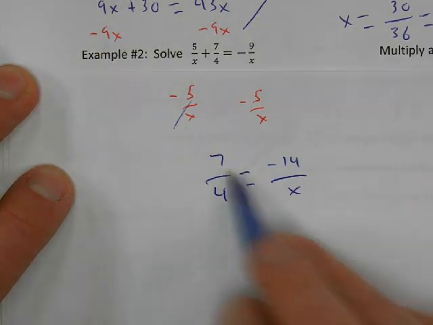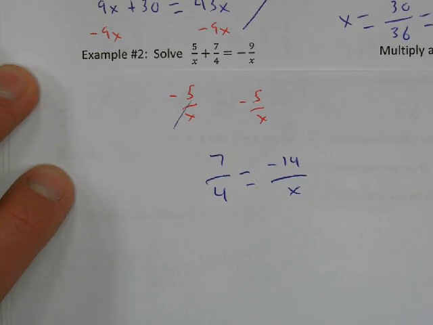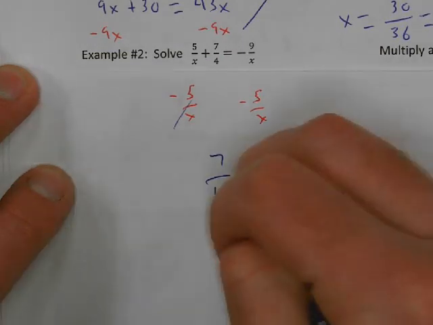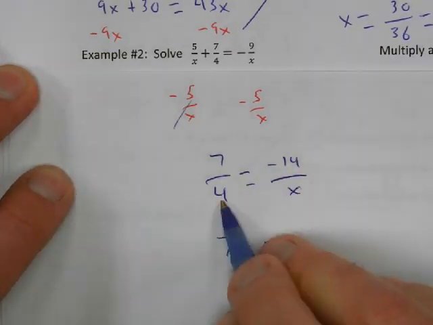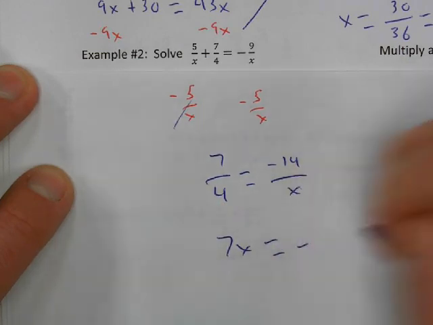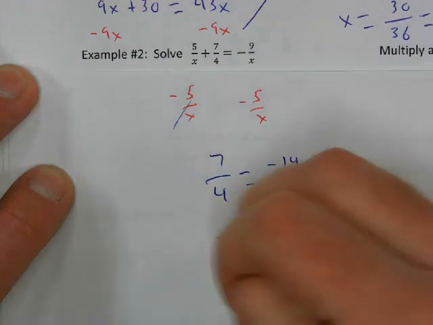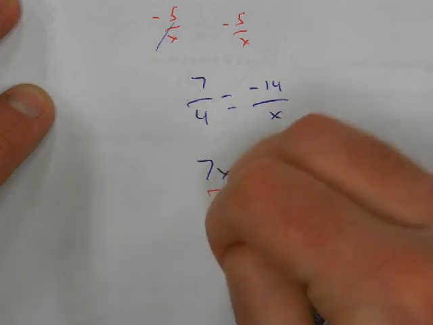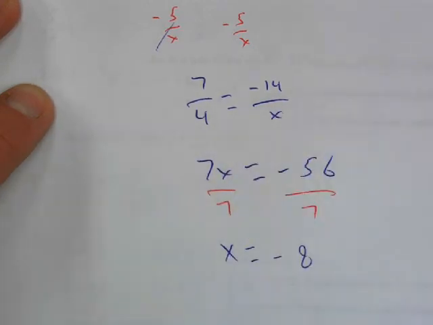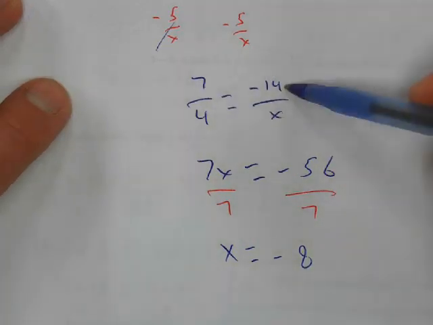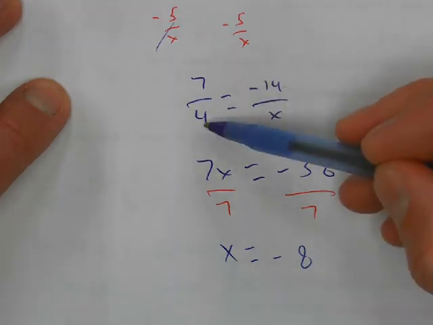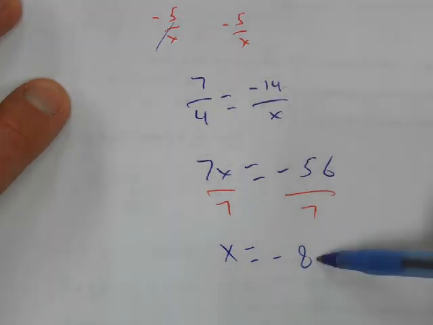Okay, and then now, how can I solve this? Well, I can cross multiply. So 7 times x, I get 7x, equals 4 times negative 14 is negative 56. Okay, and then divide both sides by 7. And we get x equals negative 8. Okay? Or we could have even thought up here, how can I get this numerator to match this numerator? Multiply that by negative 2 to get that. So if I multiply this by negative 2, I'll get x, which is negative 8. Anyways, we get negative 8.